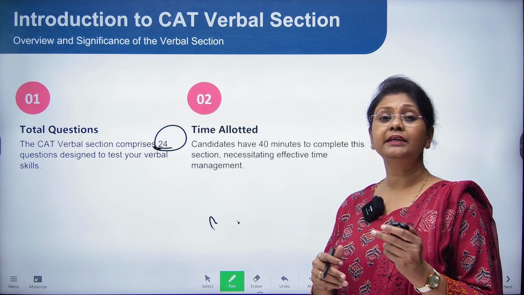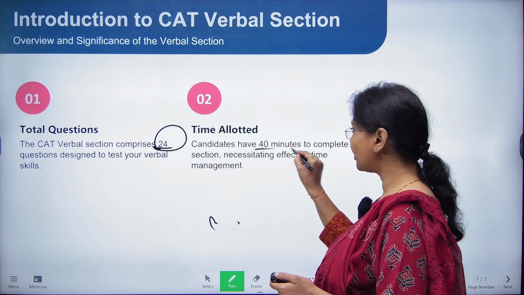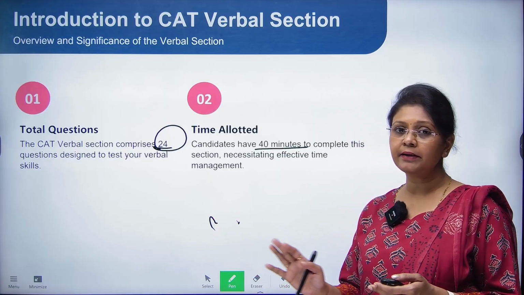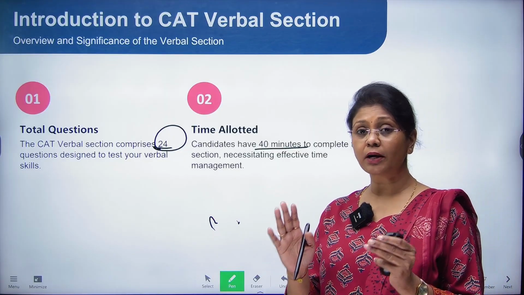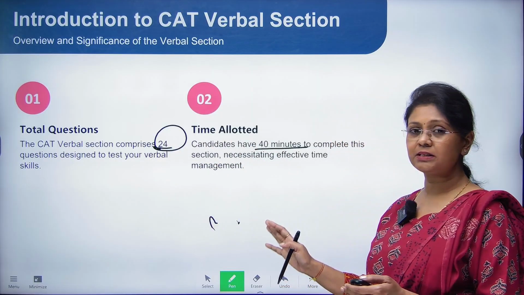For the entire section, or for that matter all three sections, there is a time limit of 40 minutes. So when you talk about the verbal ability and reading comprehension section, it has 40 minutes for you. You will have to navigate these 24 questions in approximately 40 minutes.